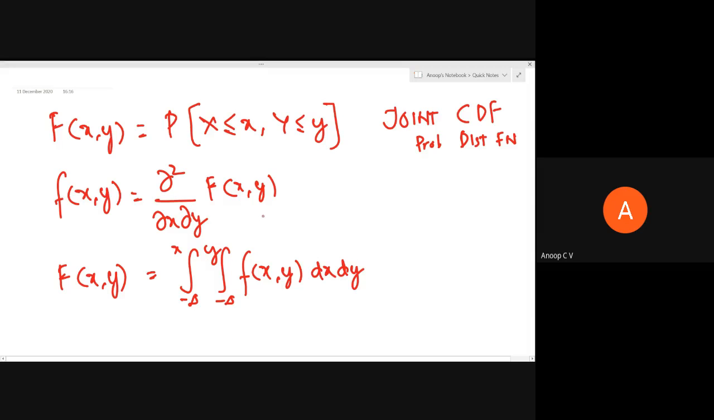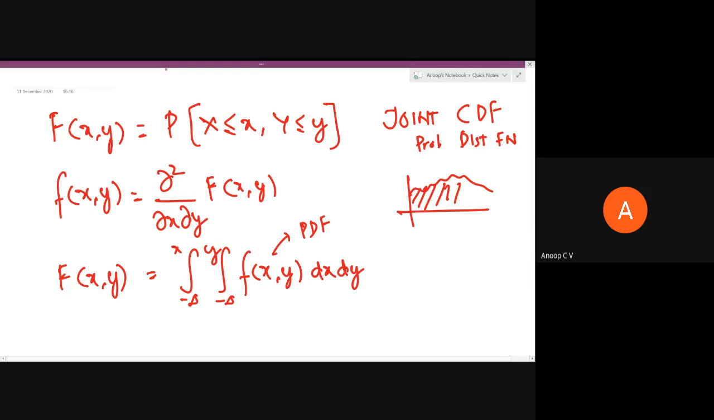So in the single variable case, if you integrate this probability density function, you get an area. But in this case, this is a plane. So if you integrate, you will get a volume in the joint PDF. I'm just mentioning this, please keep this in mind.